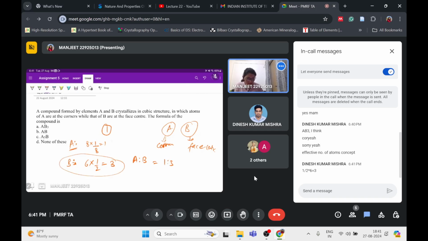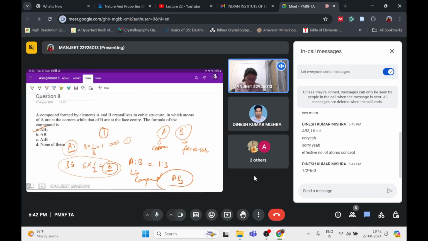My A atom is only at the corner, but there are 3 B atoms on the unit cell. Don't think you have to cross multiply here, it is not like that. There is only 1 A atom in the unit cell, and for the same unit cell you have 3 B atoms, so the compound formula will be AB3. Okay, so A will be the right answer for this one. So this is all about question number 8.